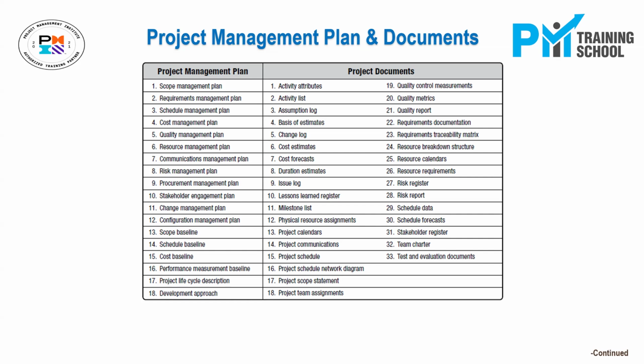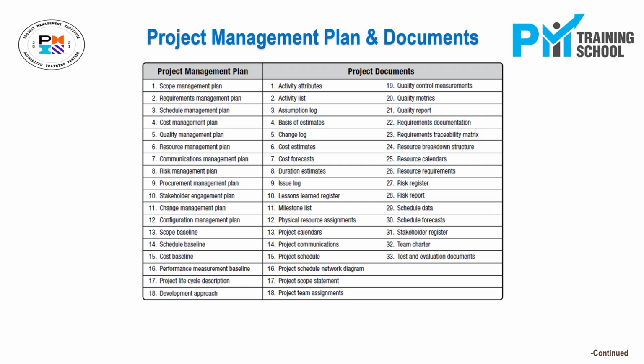Then we have the three baselines. All three baselines are also part of the project management plan. They are the scope baseline, the schedule baseline, and the cost baseline. These are the three things which are executable. During execution, they come into action through direct and manage project work. Direct and manage project work consolidates these three baselines into a performance measurement baseline and executes that. So the performance measurement baseline is nothing but a consolidation of the scope baseline, schedule baseline, and cost baseline. That is number 16, performance measurement baseline, which is what is executed by direct and manage project work during execution.